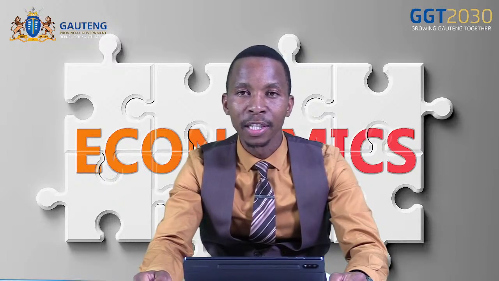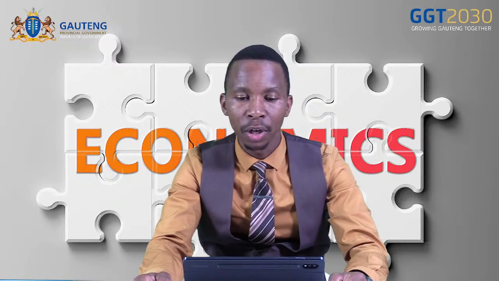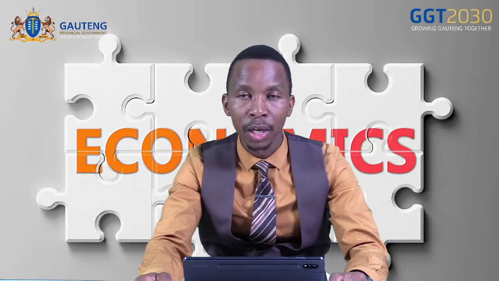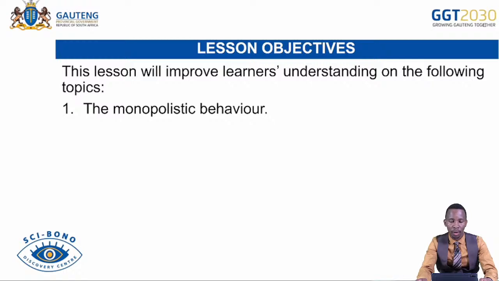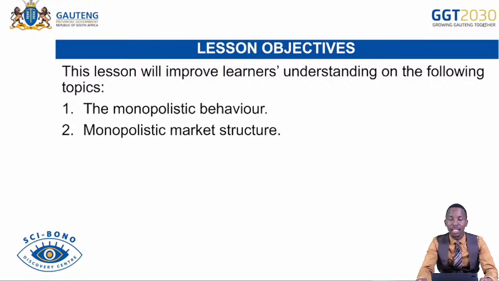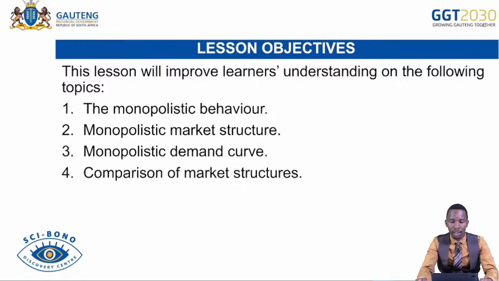The following are the lesson objectives that will be achieved during the course of this lesson. This lesson will assist you to understand the monopolistic behavior. We will break down how the monopolistic behavior compares to other market structures. Also, the monopolistic market structure will be explained in detail, even essays will be written. The monopolistic demand curve will be explained in comparison with other demand curves, especially the one for the monopoly. Comparison of market structures will be discussed in depth.